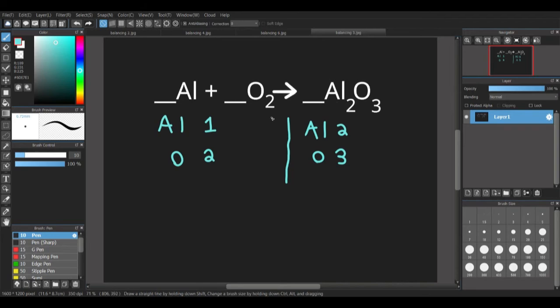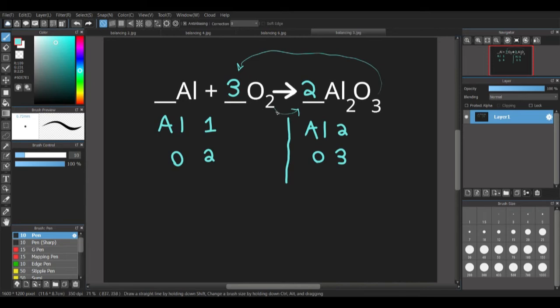So, there's no whole number we can multiply by 2 to get 3. So what we're going to do is crisscross them. We're going to take this subscript and put it here, and then take this subscript and put it here. So we have 2 Al2O3 and then we have 3 O2.